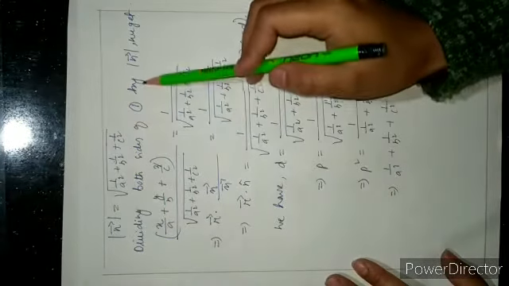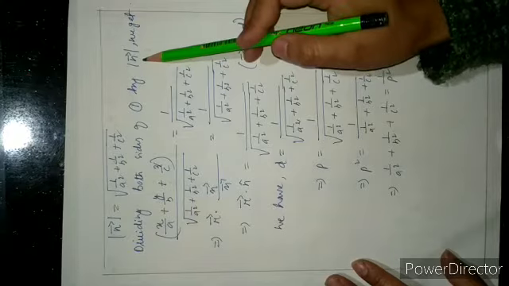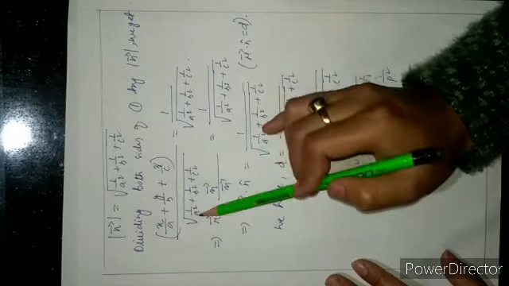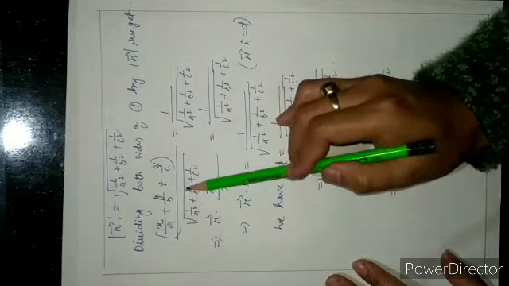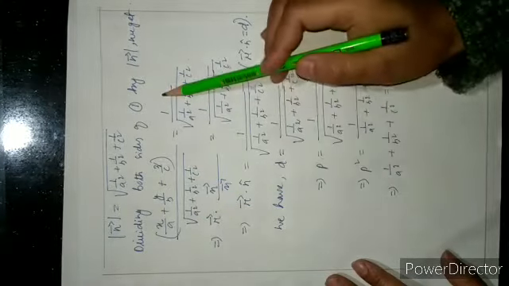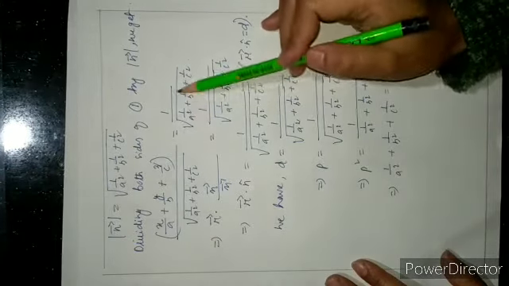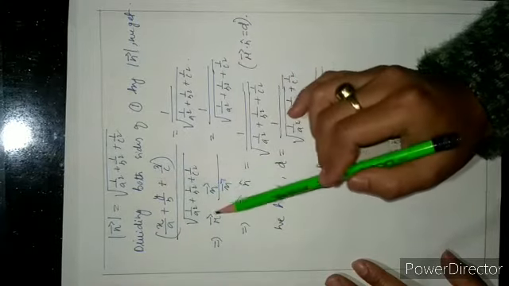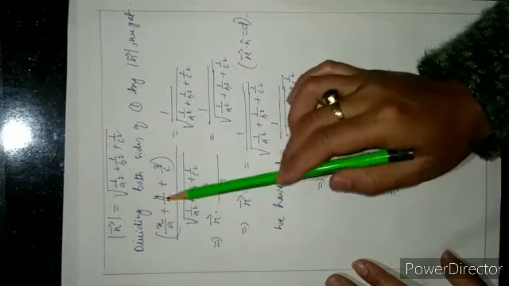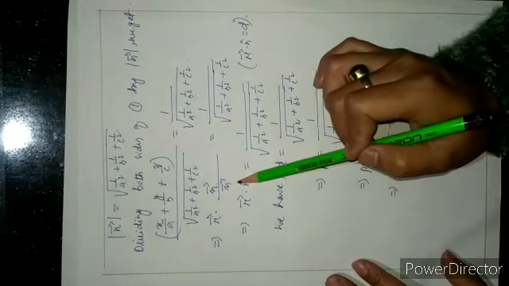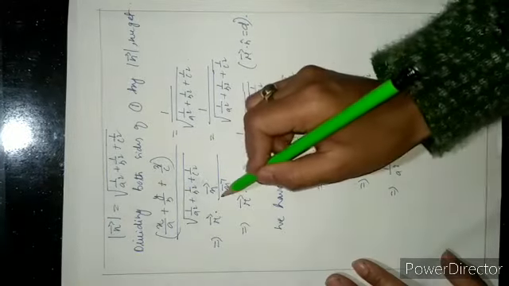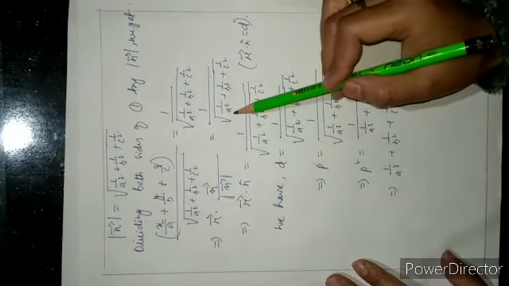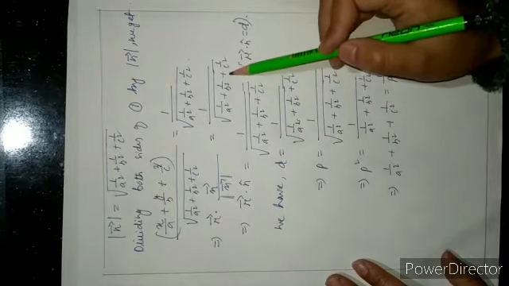Then dividing both sides of the equation by the magnitude of n, we get x by a plus y by b plus z by c divided by root over 1 by a square plus 1 by b square plus 1 by c square. That is r vector dot n vector divided by the magnitude of n, which is equal to 1 by root over 1 by a square plus 1 by b square plus 1 by c square.